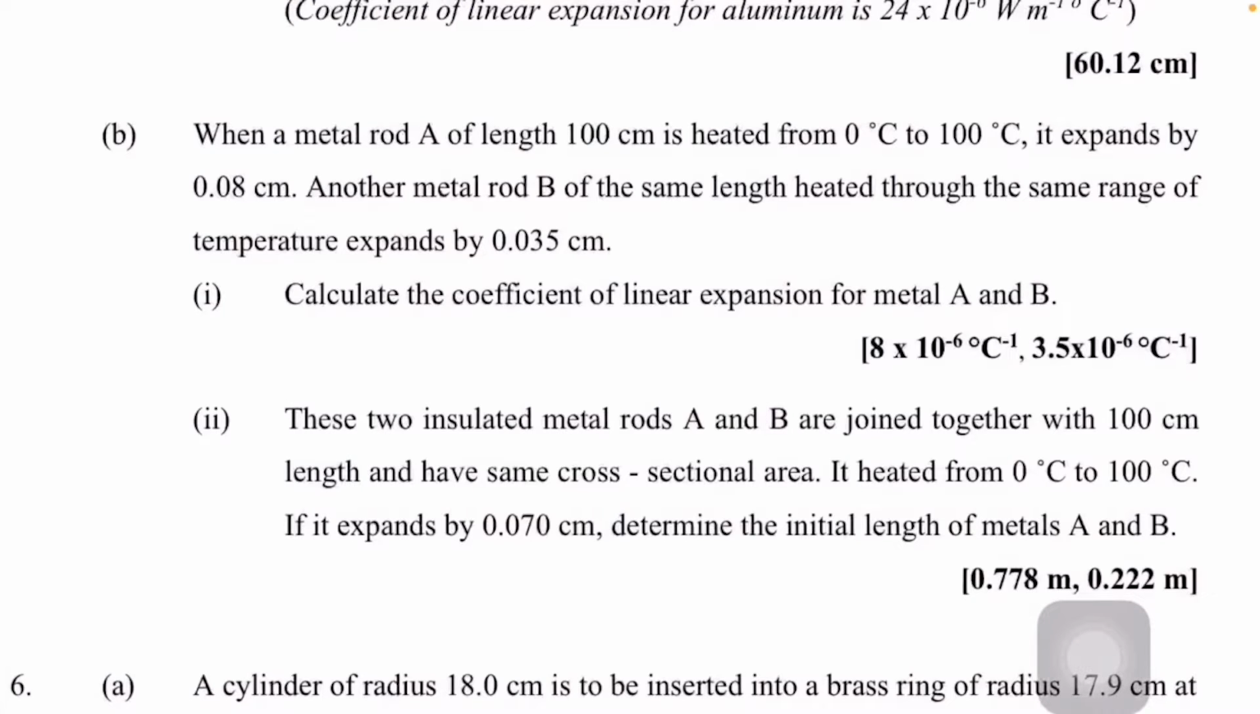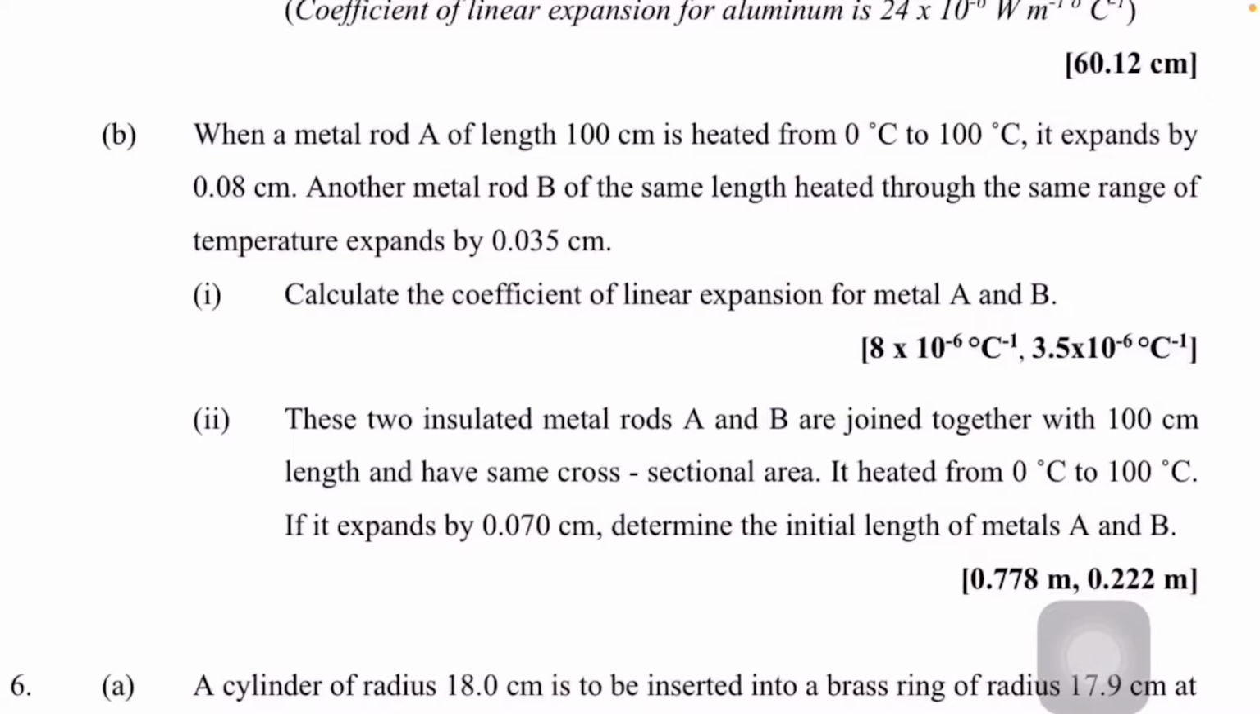When a metal rod A of length 100 cm is heated from 0 to 100 degrees Celsius, from that we can get the change of temperature. It expands by 0.08 cm, and another metal rod B of the same length, which is 100 cm, is heated through the same range of temperature, and expands by 0.035 cm. I think it's the length. So we can get the length knot is 100 centimeters for both rods, rod A and rod B.